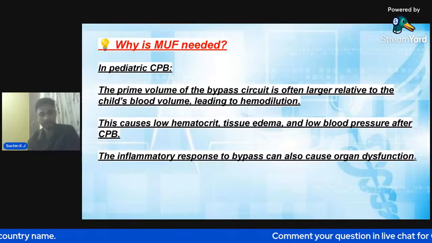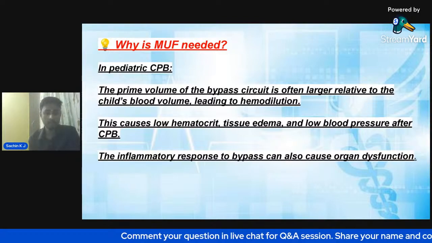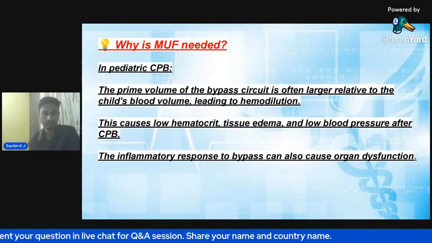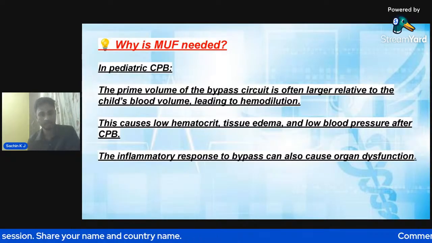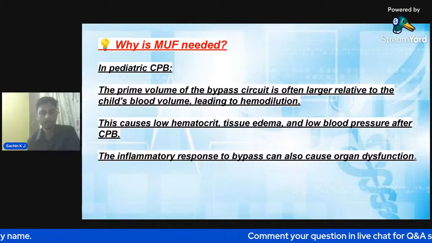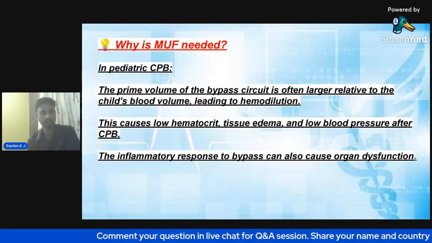Why is MUF needed? In pediatric CPB, the prime volume of the bypass circuit is often large relative to the child's blood volume, leading to hemodilution. This causes low hematocrit, tissue edema, and low blood pressure after CPB. The inflammatory response to the bypass can also cause organ dysfunction. So next one, sir.